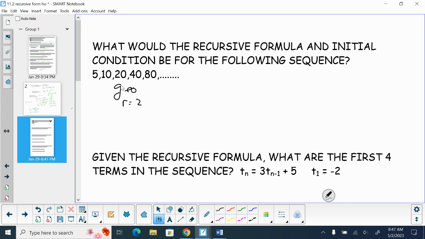So if we now take a look at our term, Tn, what do we have to do to our previous term to get to our next term? What are we doing in each case to go from term to term, Ella? We're going from 5 to 10, multiply by 2. So we have 2 times Tn minus 1.